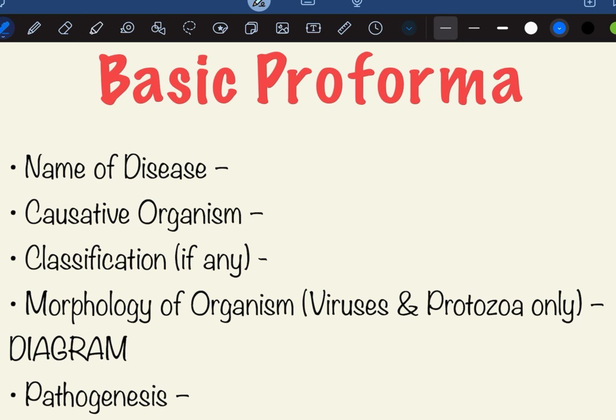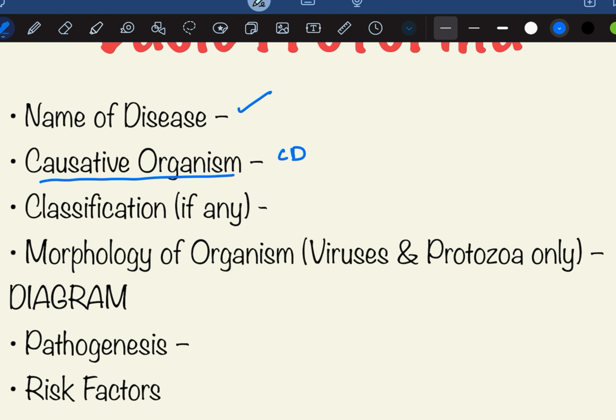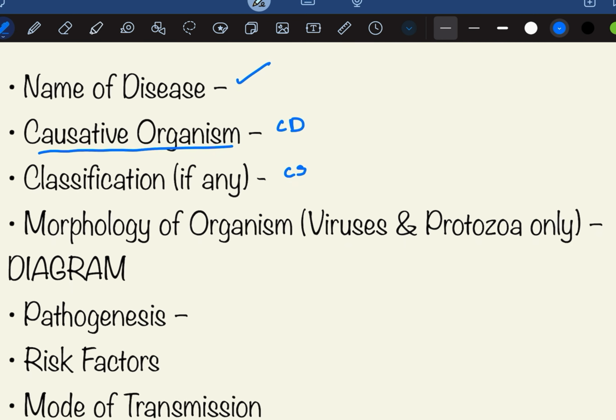Okay. Here, for explaining to you guys, I'm taking the example of diphtheria. If the question given is diphtheria, first we have to mention the name of the disease. The disease is diphtheria or respiratory diphtheria or whatever is given in the question. Next, we have to mention the causative organism. The causative organism here is Corynebacterium diphtheriae. Next, what is the classification of that organism? If any classification is present, like for Corynebacterium diphtheriae, the Corynebacterium species classification, and morphology.